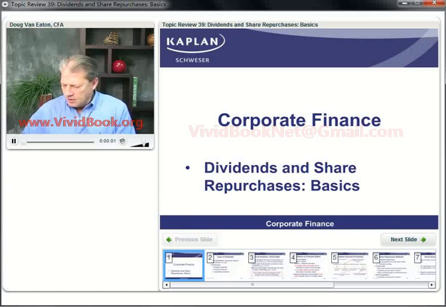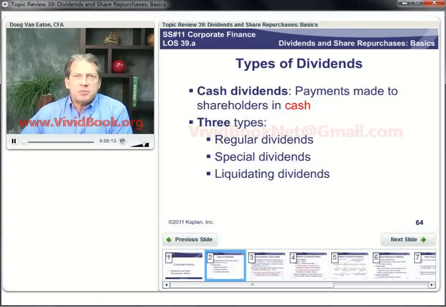Repurchases, some of the mechanics of dividends, and some comparisons of repurchases to paying cash dividends. So what types of dividends do we have? Well, if we're talking about cash dividend payments to common shareholders, we really distinguish three types.